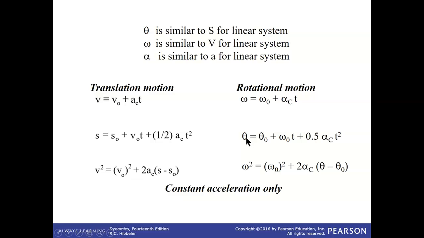Similarly, we have final position theta is equal to initial position theta 0 plus initial angular velocity multiplied by time plus 1/2 alpha c t square. And we have omega square, which is final angular velocity, is equal to initial angular velocity square plus 2 alpha c times (theta minus theta 0). You will be given all these equations for the final exam, so you don't have to worry about memorizing them, but these equations are just a reflection of translation into rotation.